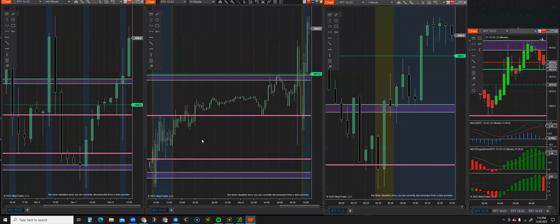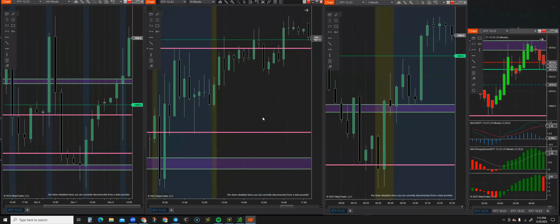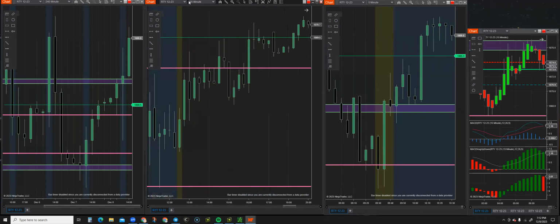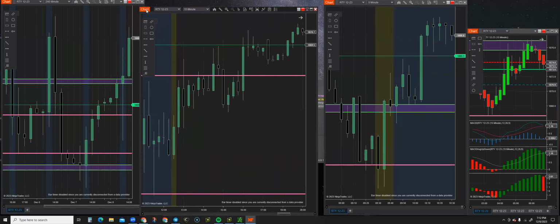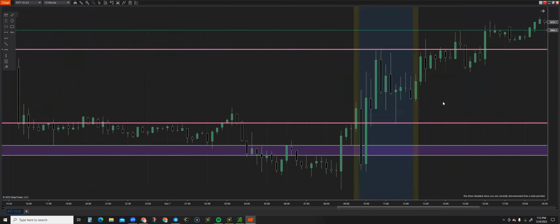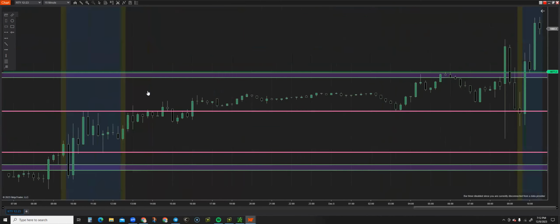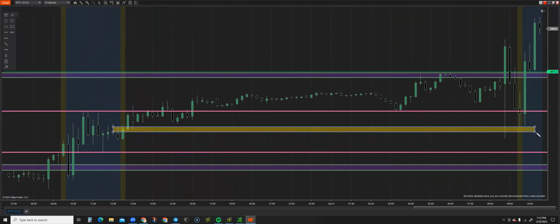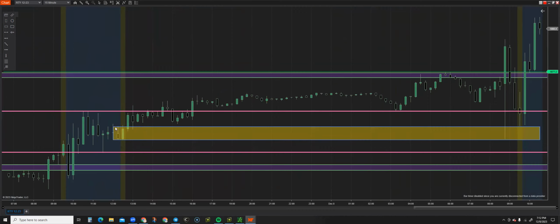So look to the left of that chart. Let me open this up so we have a better view. This is my blue shaded area over here. I go to the left of the chart and I go down, and what I'm looking for is that demand zone, where the move started going up. That's my demand zone.